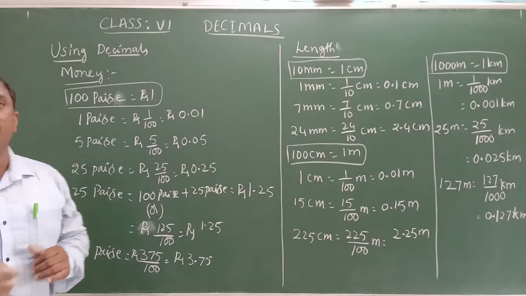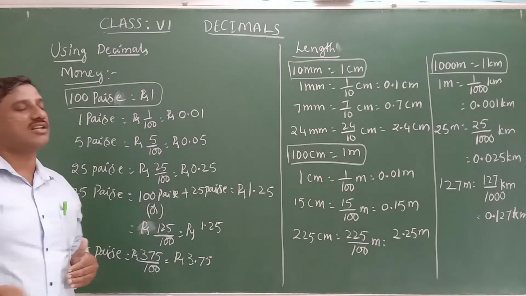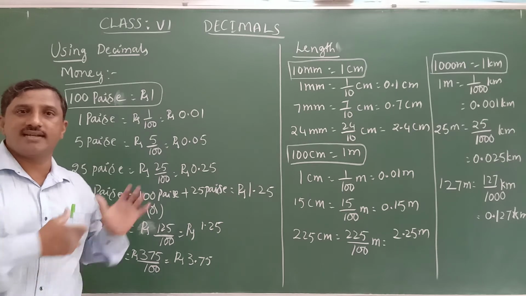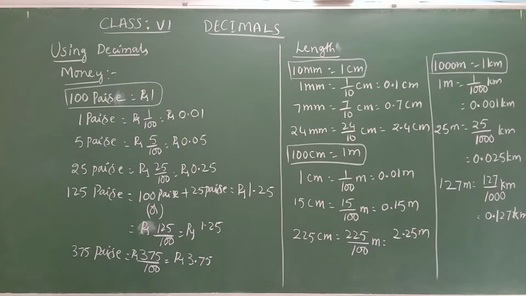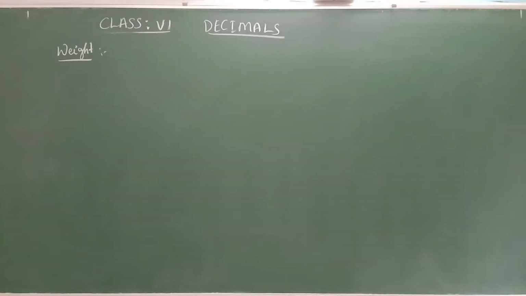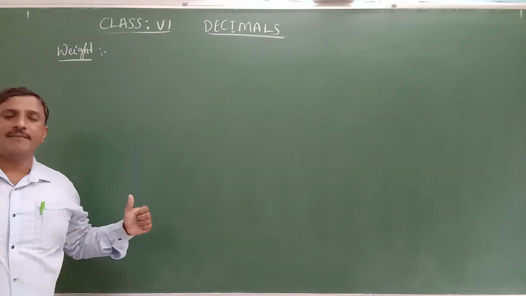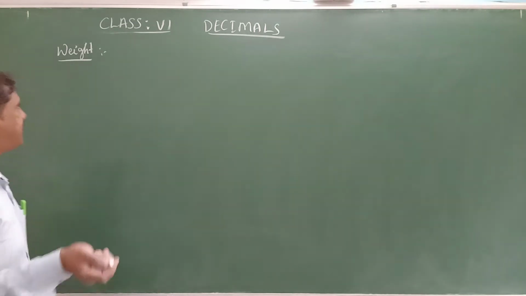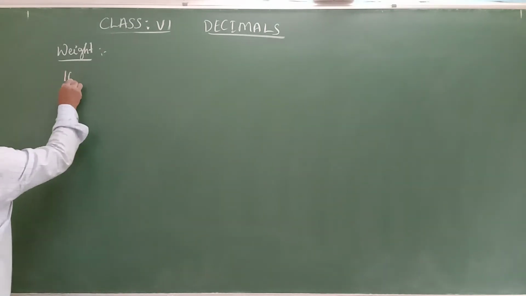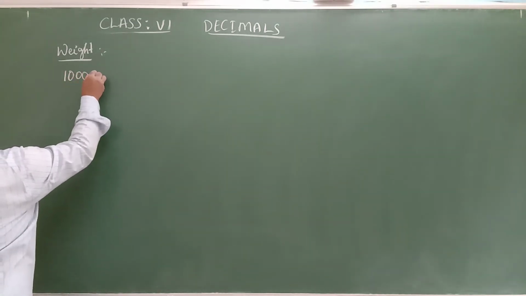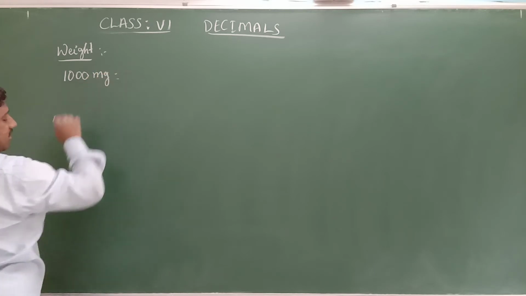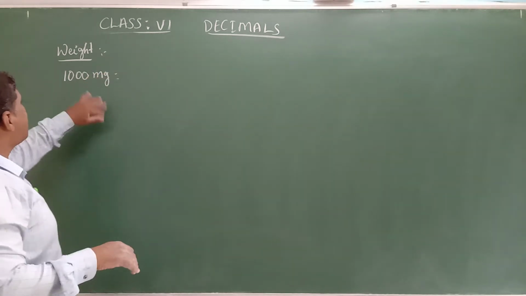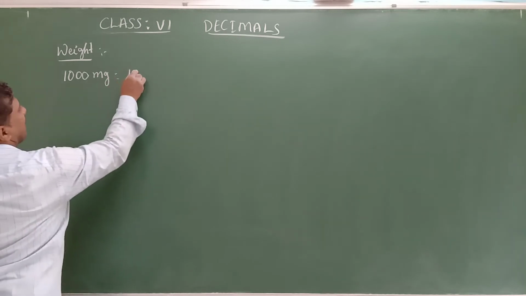Now we discuss weights. In measuring weights also, we use decimals. Is it clear, children? In converting smaller units to higher units in weights, we use decimals. As we know, 1000 milligrams is equal to 1 gram.